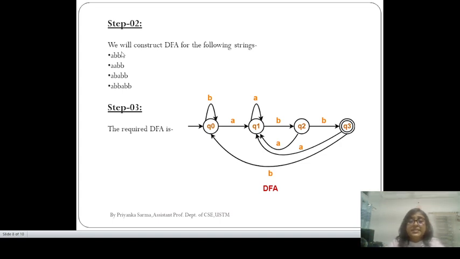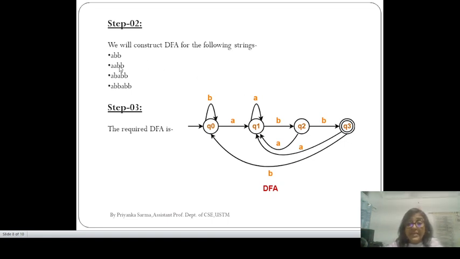Now similarly, can this machine accept AABB or not? So first symbol is A. So Q0 can accept A and can move from Q0 to Q1. Similarly, Q1 can accept A from its own self loop and it can remain in its own state. Similarly, Q2 can accept also.